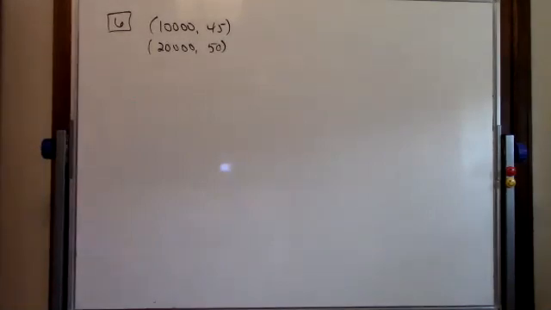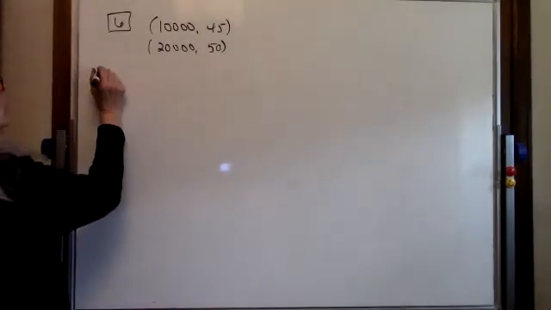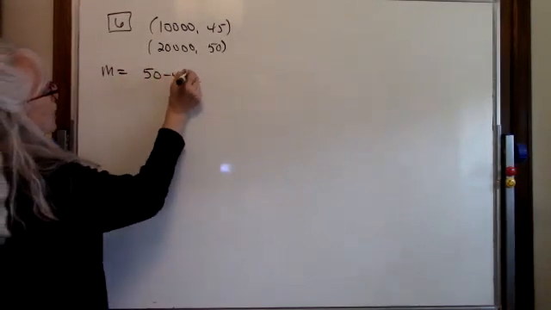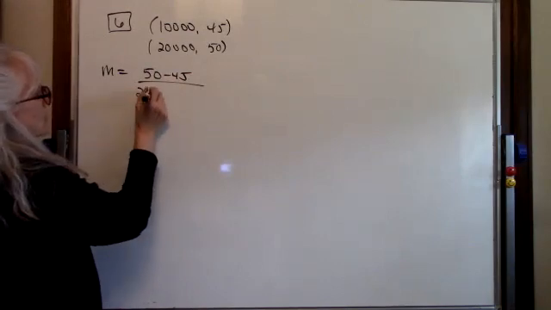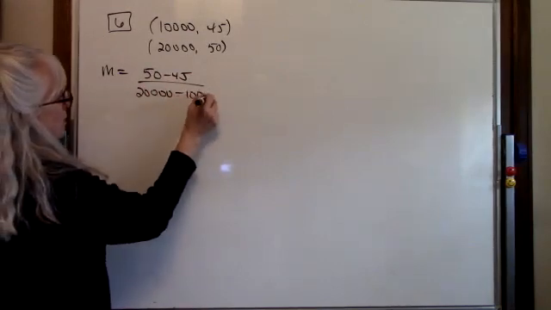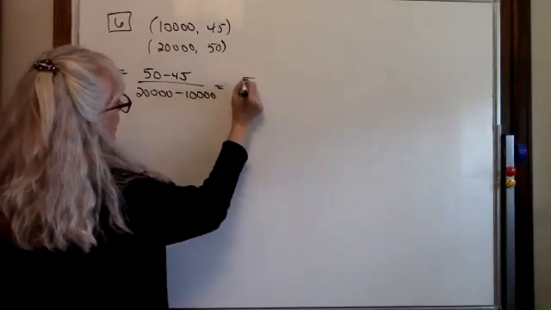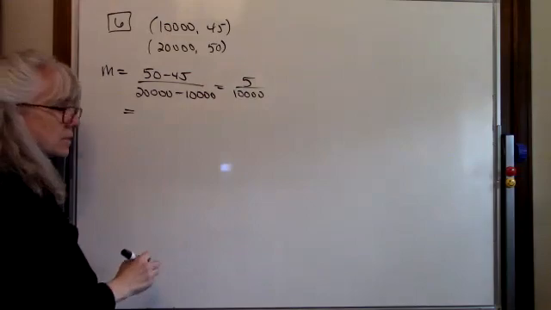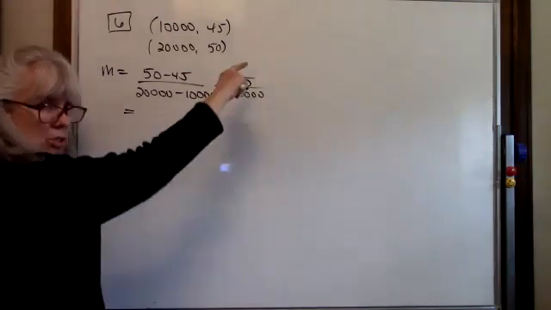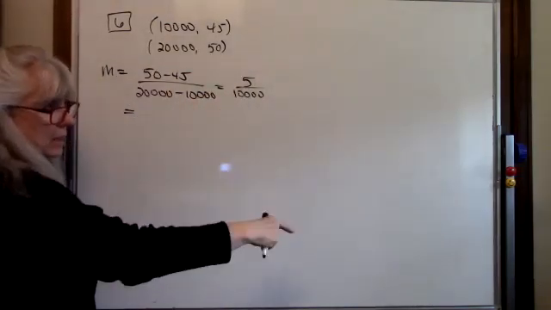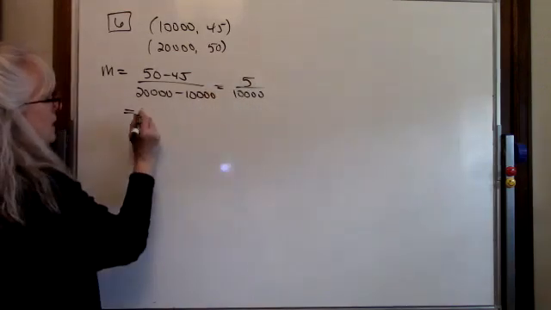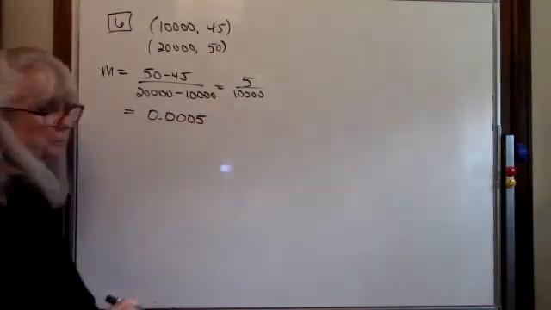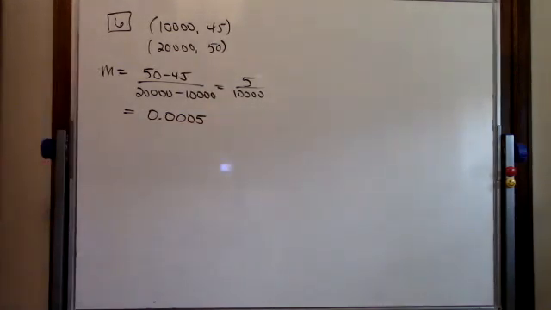Same steps we did last time, we need the slope. So m is equal to 50 minus 45 all over 20,000 minus 10,000. So that's going to give me 5 over 10,000. Notice it's a positive slope this time. Supply equations in general have positive slopes. So demands are negative, supplies are positive. That's actually, if we divide it out, going to give us 0.0005. Make sure I have the right number of zeros on that.